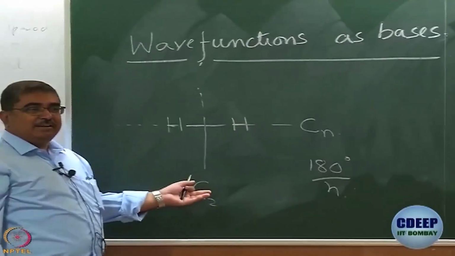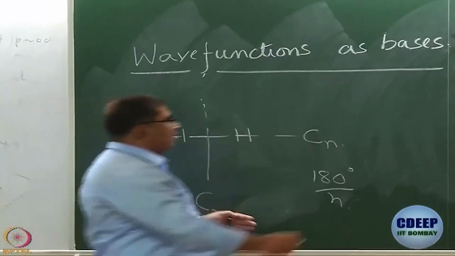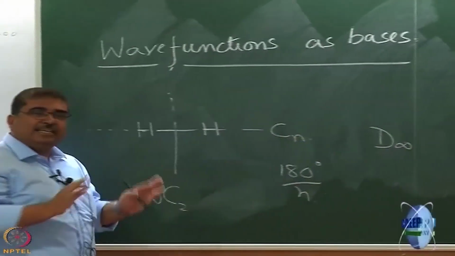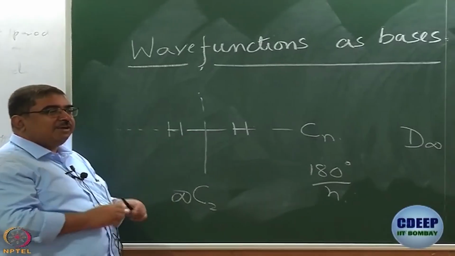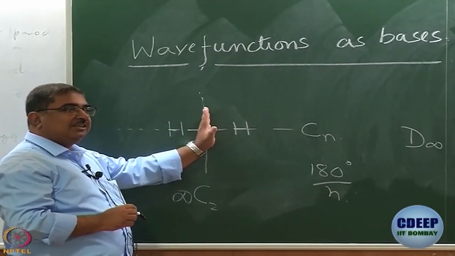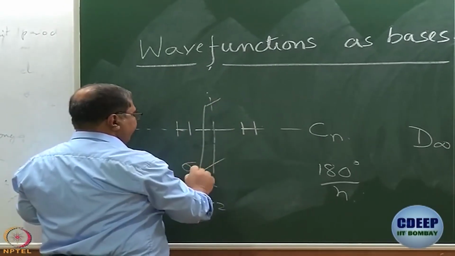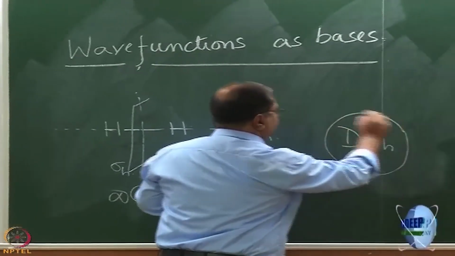What is the name then from these two? n is infinity and you have perpendicular C2s. So, the name becomes D infinity already. Next thing to look for is a horizontal plane. Do I have a horizontal plane here? Where is it? This or this? This is a horizontal plane. This here is your sigma h. So, this is a D infinity h point group.